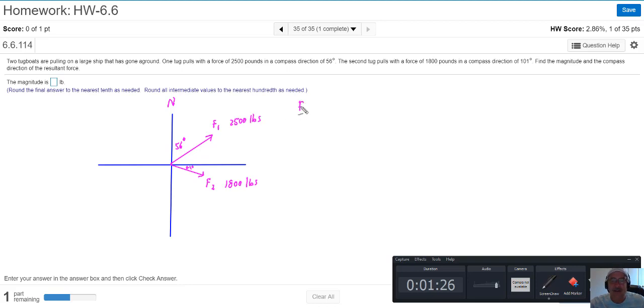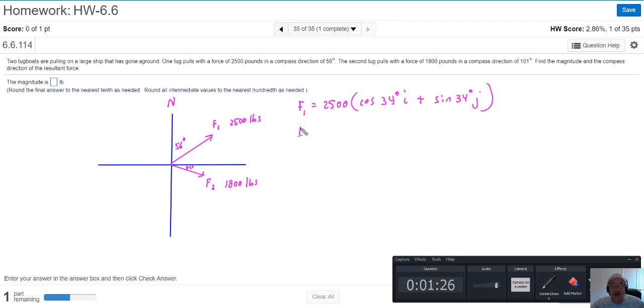So we're going to say this first tugboat is in trigonometric form: the magnitude of force 2,500 pounds times the cosine of what angle here, ladies and gentlemen? Do not put 56 degrees. You're going to put 34 degrees. You have to be careful here. 34 degrees i plus the sine of 34 degrees j. Okay, so that would be the first one.